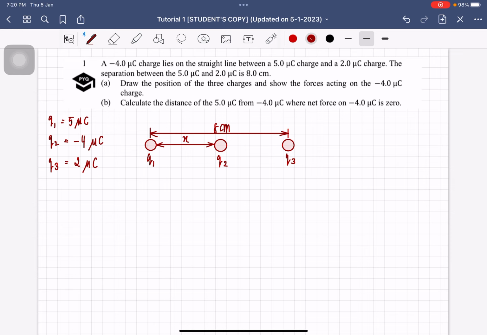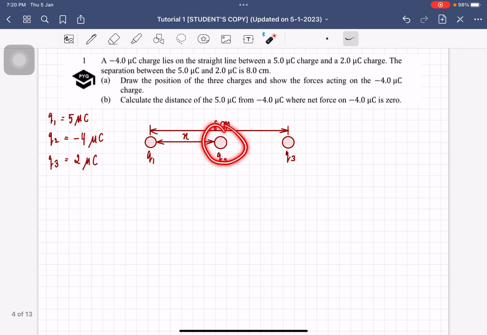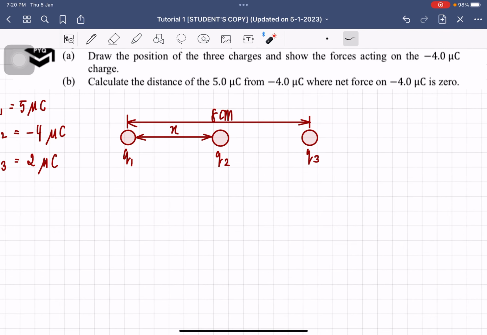Now for question A, we have to draw the position of the three charges first and show the forces. So we've drawn the position of the three charges. Now we have to draw the forces acting on Q2. Basically, this is a positive charge, a negative charge, and another positive charge. So remember, for a force diagram, opposite charges attract, like charges repel each other.